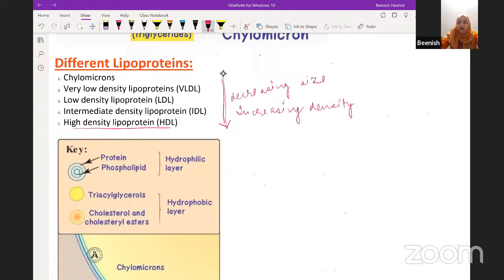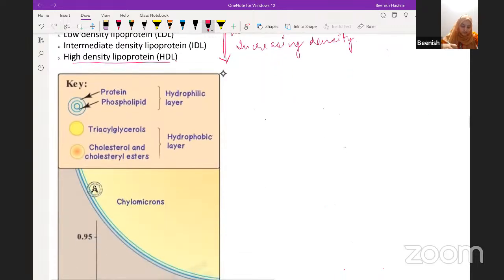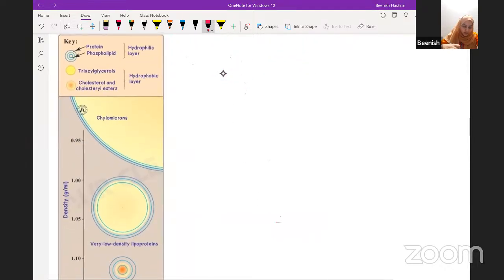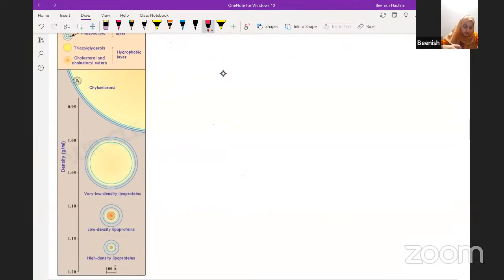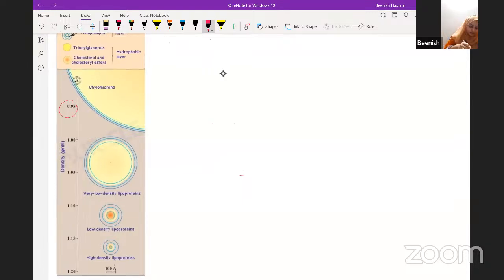But they are the most dense. The name itself says high density lipoprotein. So your HDL have the highest density, and your chylomicrons have the lowest density. See, in this other diagram, you can appreciate that the density is increasing from 0.95 gram per ml to 1.20 gram per ml, from chylomicrons to HDL. But you can see the size is decreasing. The chylomicrons are the largest in size, and your high density lipoprotein are the smallest in size.